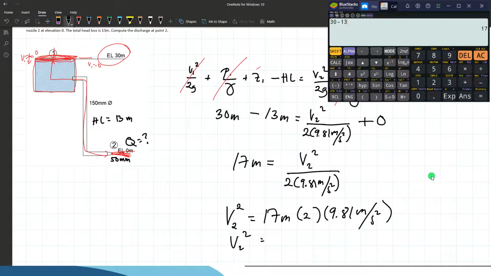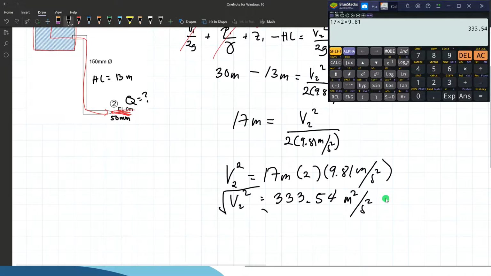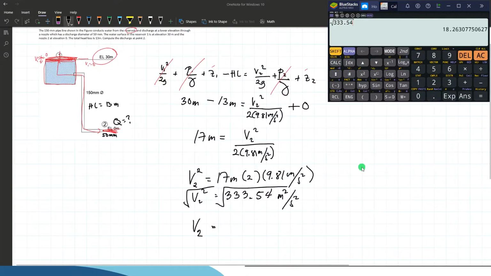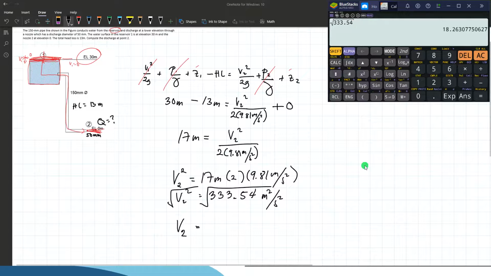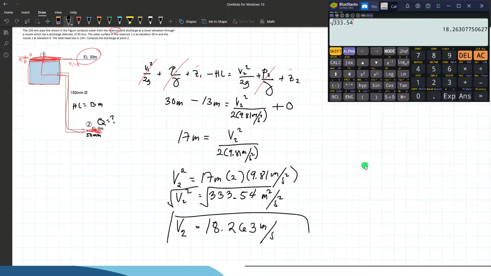So the velocity 2 squared is 17 times 2 times 9.81, that's 333.54 meter squared per second squared. Take the square root of both sides. We have V2 equals the square root of 333.54. Okay, that's 18.263 meters per second. That's the velocity at point 2.